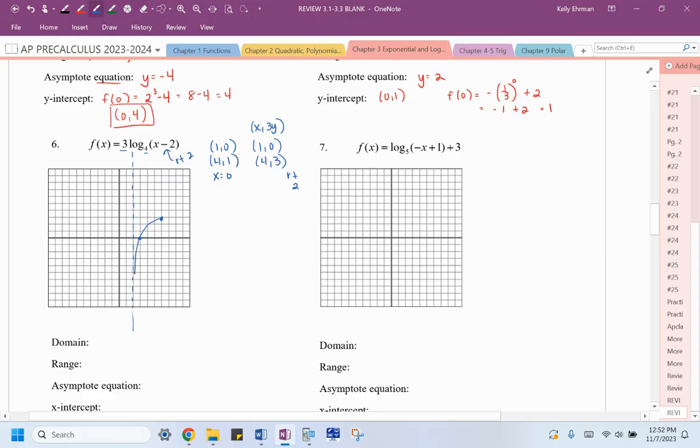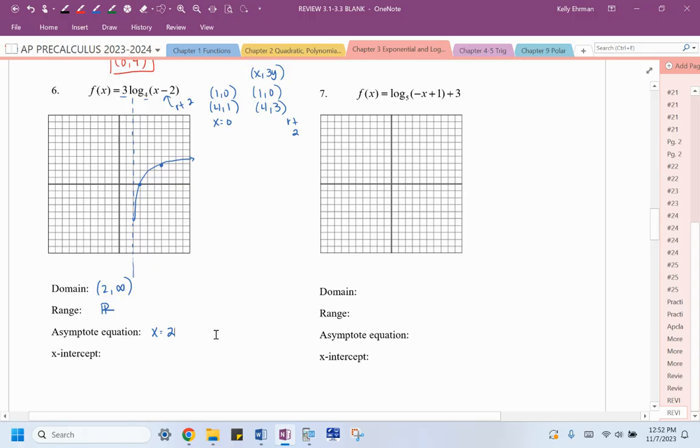So this graph has been stretched vertically. Try to make that sketch a little bit better. There we go. Domain for this one is 2 to infinity. Range is all real numbers. The vertical asymptote this time is x equals 2. And the x-intercept, I can see it on my graph. It's 3, 0. But you can also say 0 equals 3 log base 4 of x minus 2.